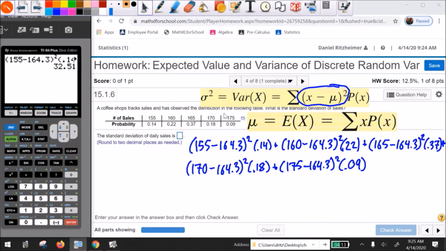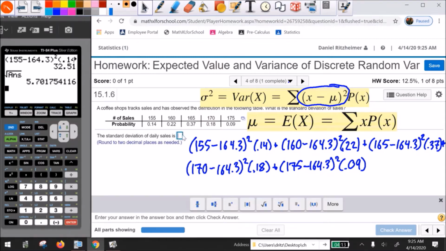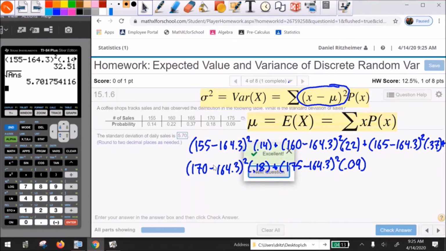That's actually the variance of the discrete random variable. What I want is the standard deviation. So I actually have to take the square root of that result. So I'm just going to take the square root of that answer. And it says to round it to 2 decimal places, 5.70. Excellent. All right, next question.